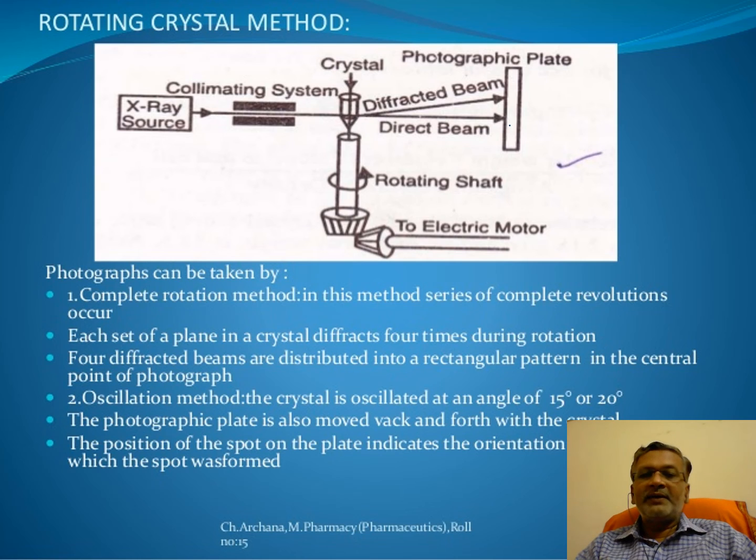Oscillation method. The crystal is oscillated through an angle of 15 degrees or 20 degrees. The photographic plate is also moved back and forth with the crystal. The position of the spot on the plate indicates the orientation. The intensity of the light can also be identified by using this method.